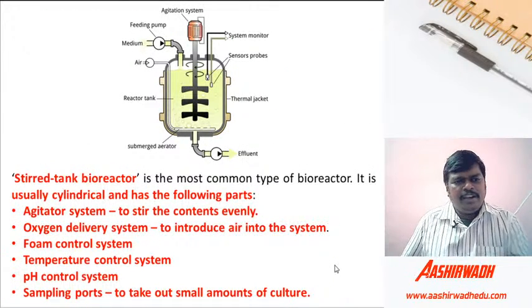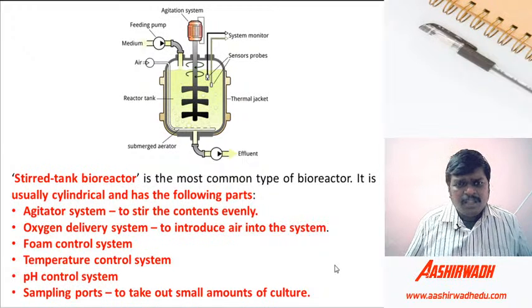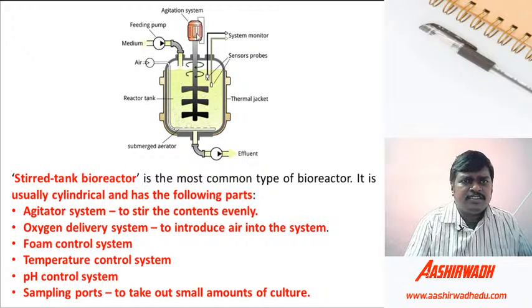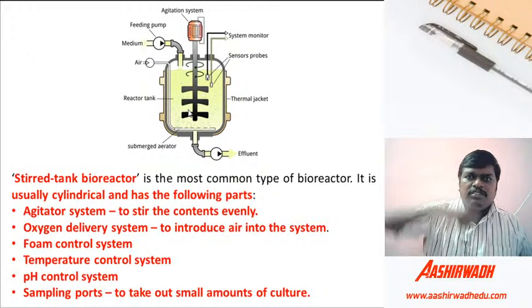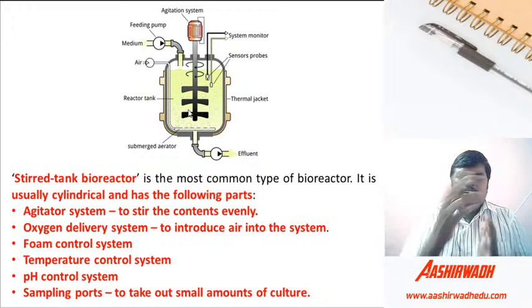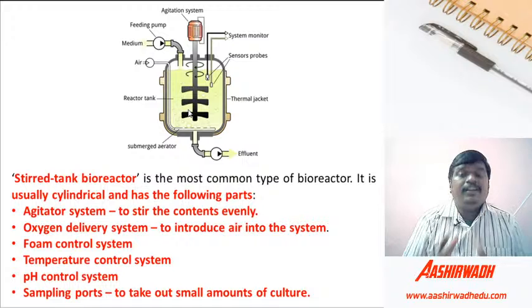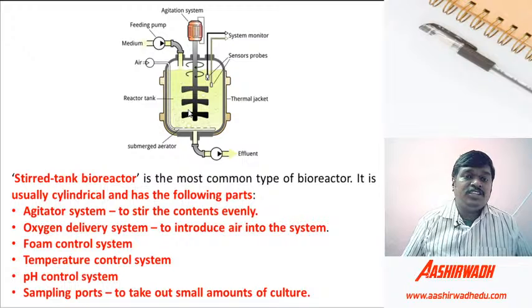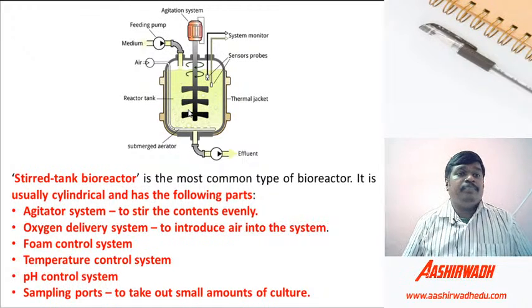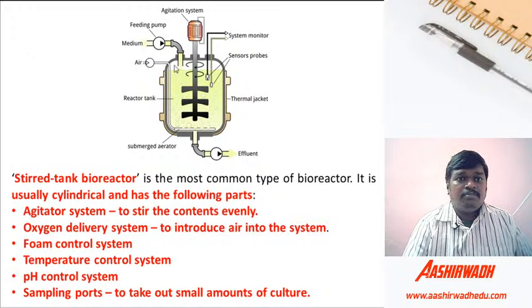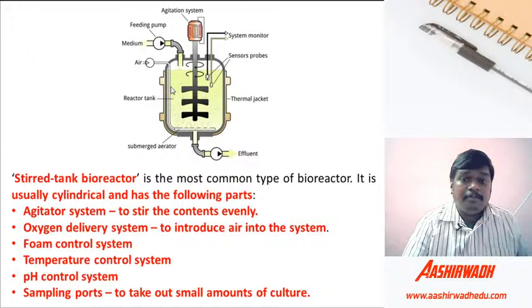And the bioreactor has certain components. One is the agitator system. The agitator system is a motor which automatically rotates. The rotation is called the stirring process. That stirring mixes the contents evenly, and the rotation itself supplies oxygen for them to grow and react. An oxygen delivery system has to be there. This air system is the oxygen delivering system to introduce air into the bacterial growth.